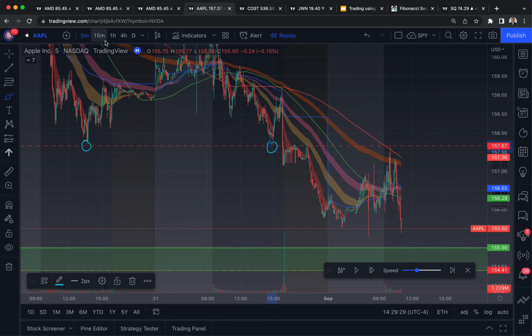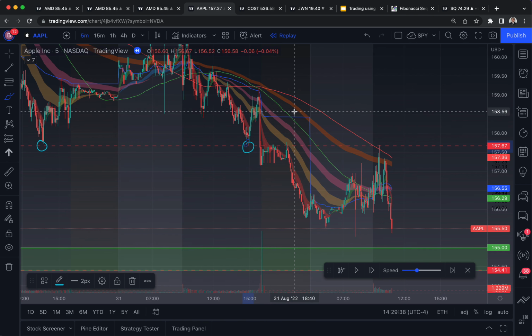I guarantee you, if you were to go to the 15-minute, hourly, or 4-hour, we would find that this is also a nice level, but I'm just going to stick with the small time frame here just to show you how this moving average worked here.